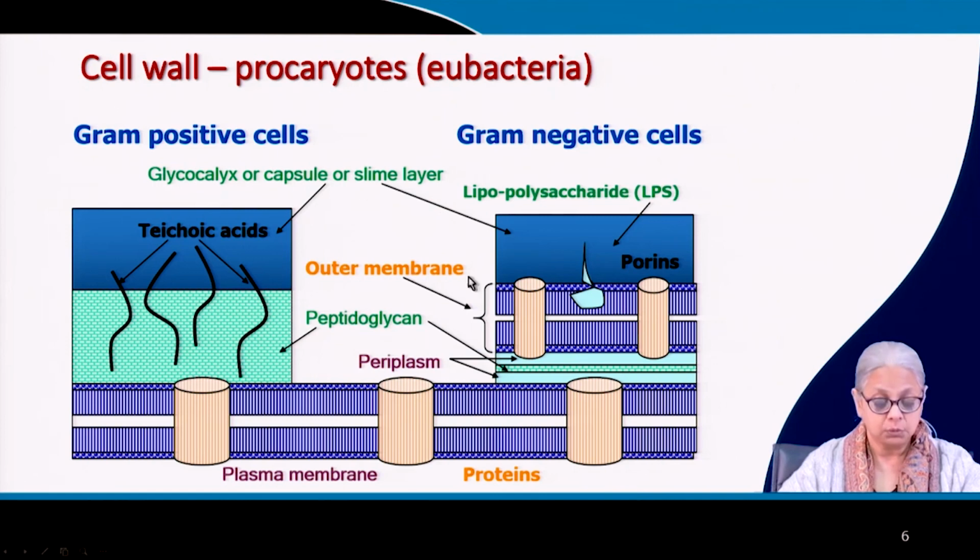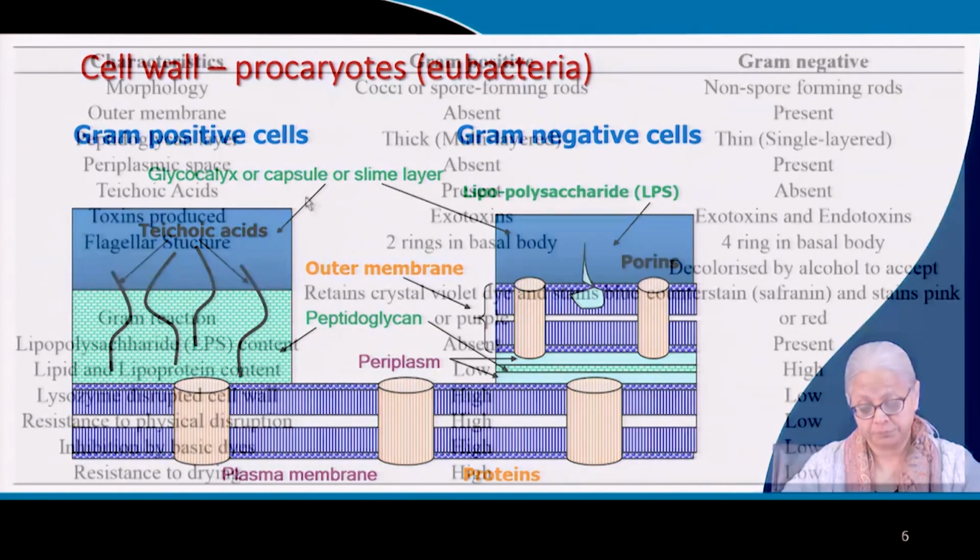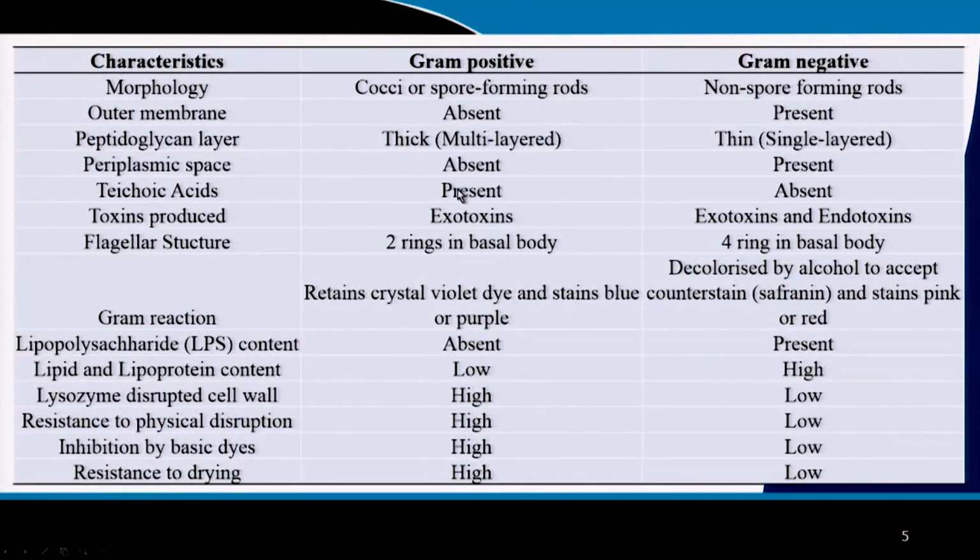The only thing common between bacteria and archaeobacteria is the plasma membrane. The rest of it is all different. So these teichoic acids are present in gram-positive but not in gram-negative. Are toxins produced by these bacteria? Gram-positive bacteria exude exotoxins. So exotoxins are what is extruded by the cell, and endotoxins and exotoxins are generated by gram-negative bacteria, and many of them are pathogenic.